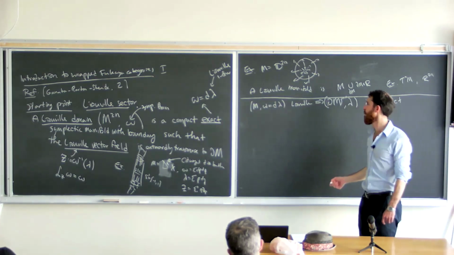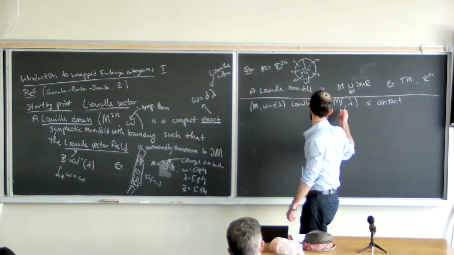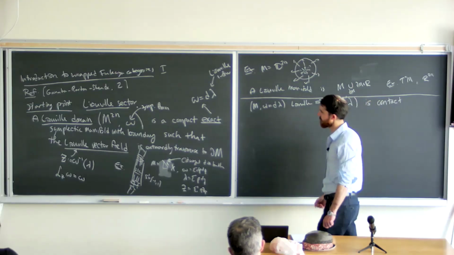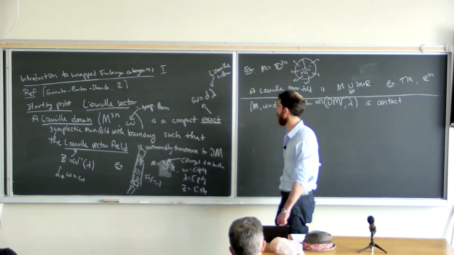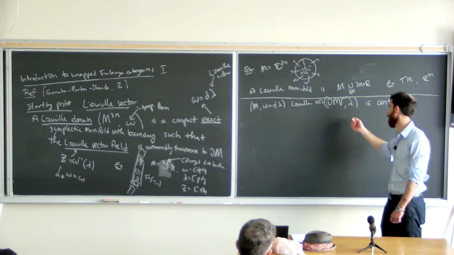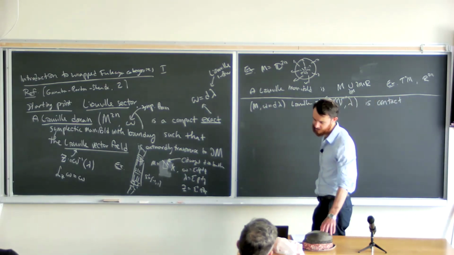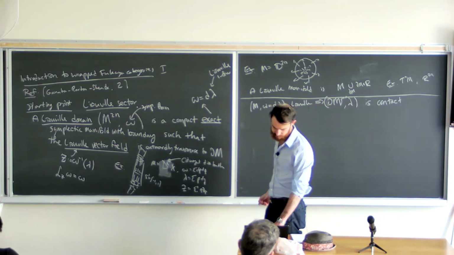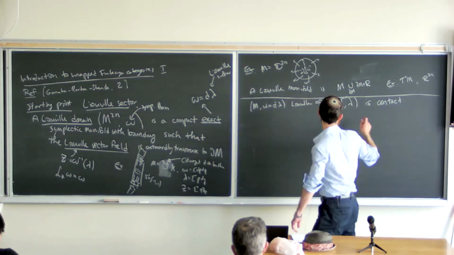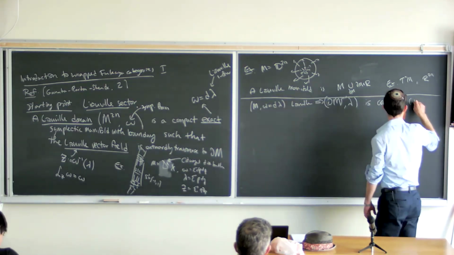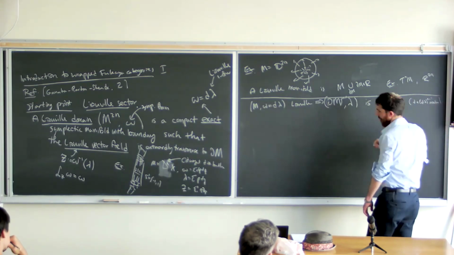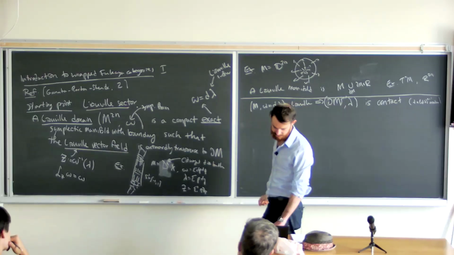Right, this means that lambda wedged with d lambda to the n. So what does it mean to be symplectic? It means that omega to the n is non-zero. And so to be contact means that lambda wedged with d lambda to the n minus 1 is non-zero. Maybe I'll just say that it's contact, i.e. lambda wedged with d lambda to the n minus 1 is non-degenerate. So you get a maximally non-integrable thing.